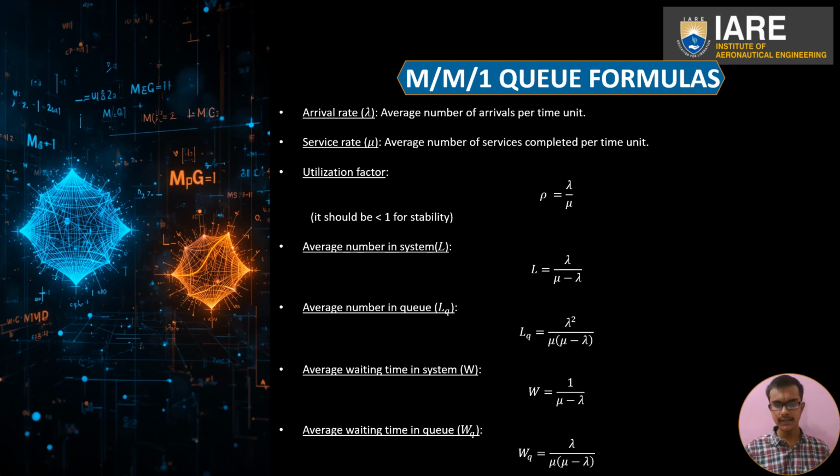And finally, average waiting time in queue. It's denoted by WQ. Its formula is WQ is equal to lambda by mu into the whole of mu minus lambda. Hence, these are the formulae for an MM1 queue.